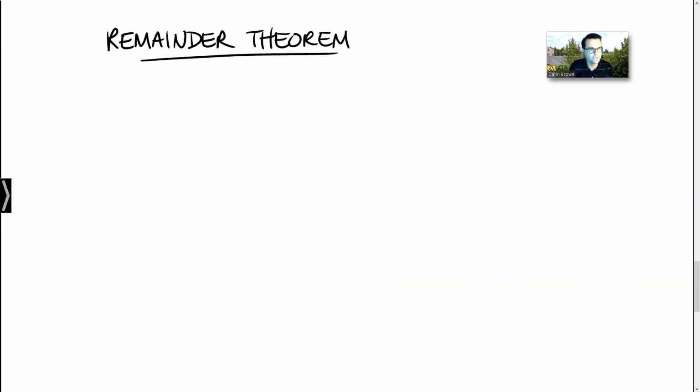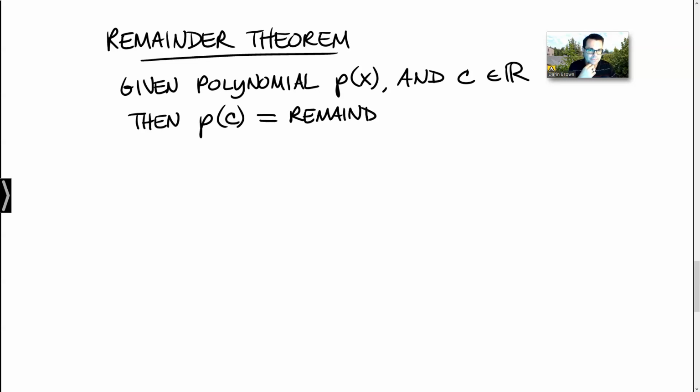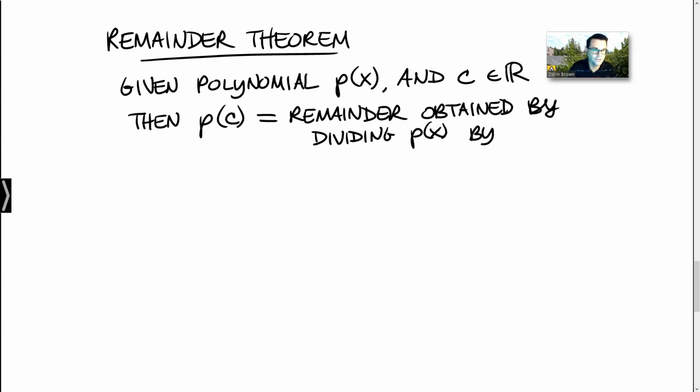Okay, so the remainder theorem has a deceptively simple kind of statement. It says, given a polynomial p of x, and just any number c, let's say, c, just say a real number, then p of c, in other words, the evaluation of the polynomial at c, if you substitute c into the polynomial and evaluate it, is equal to the remainder obtained when you divide p by the linear polynomial x minus c.